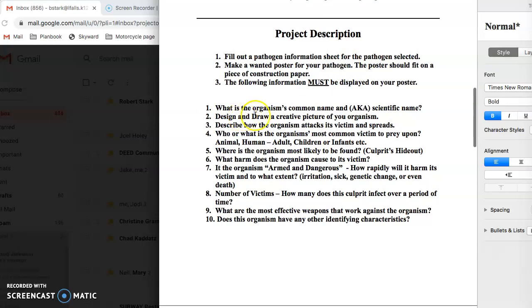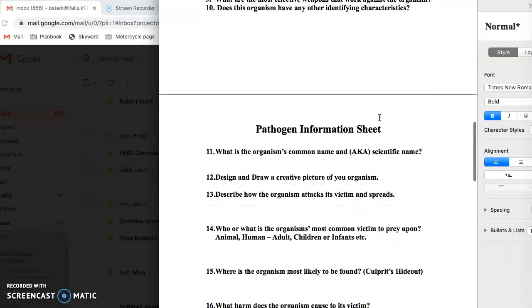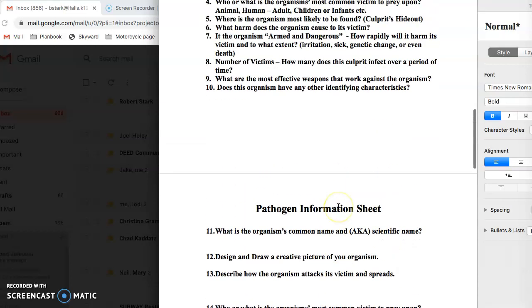Second is draw and design a creative picture of your organism. I've got some examples at the end that I will show you. Third, describe how your organism attacks the victim and spreads. Okay, so like, let's say malaria is one of those diseases that is spread by mosquitoes. And so that's how it attacks. The mosquito bites you, and then it's spread by a bacteria that the mosquito would put back into your body. And so that's information you'd put on your poster as well as recording it on your pathogen information sheet.